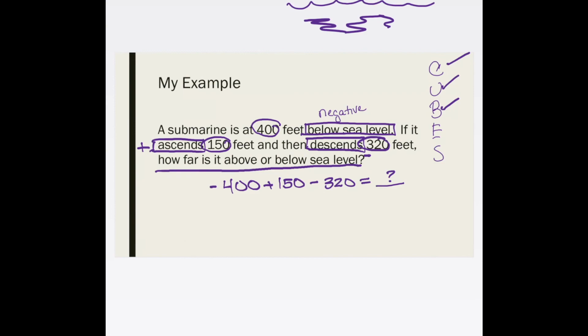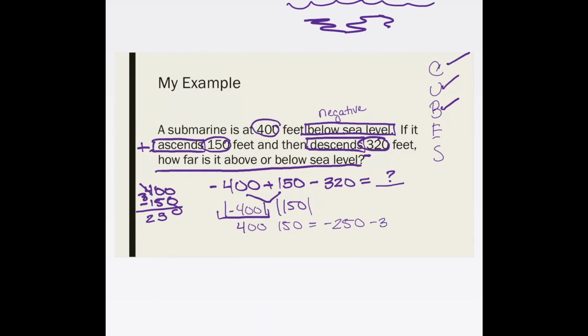I'm going to LCO if I need to, or just add numbers with different signs. My first 2 addends are negative 400 and 150. So I'm going to find the absolute values. Right? This isn't an LCO situation because it's a plus sign. So I have 400 and 150. They're different signs, so I'm going to subtract them. Negative 400 has the higher absolute value. So my answer here is negative 250.